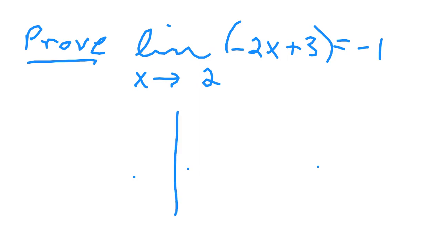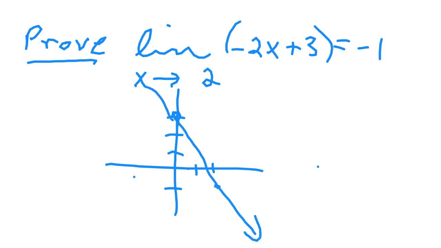First of all, I'm going to draw a picture of this. If I draw a picture, we have a y-intercept. If you plug in 0, I get 3, so I'm up here on the y-intercept. If I plug in 2, I'm going to get minus 1. We have this line through here like that, and basically we're going around 2. We want to show that the limit L is minus 1. Of course, 2 is my a, right?